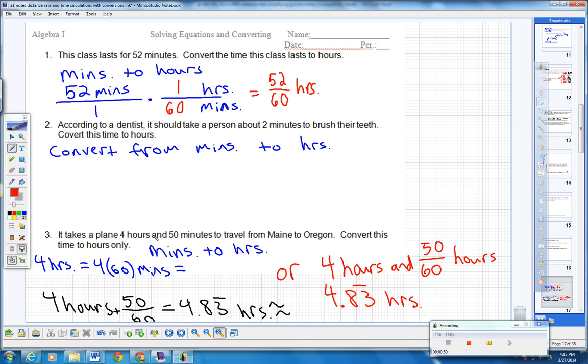We want to convert this time into hours only. Well, I already have part of it in hours, at 4 hours. The 50 minutes would be the only unit there that I need to convert to hours. In which case, I know that I can divide 50 minutes by 60. And I'm taking the 4 hours, and I'm going to add 50 divided by 60 to that. 50 divided by 60 is 0.83 repeating. So I'm adding 4 plus 0.83 repeating to get 4.83 repeating. And that's going to round to about 4.8 hours.